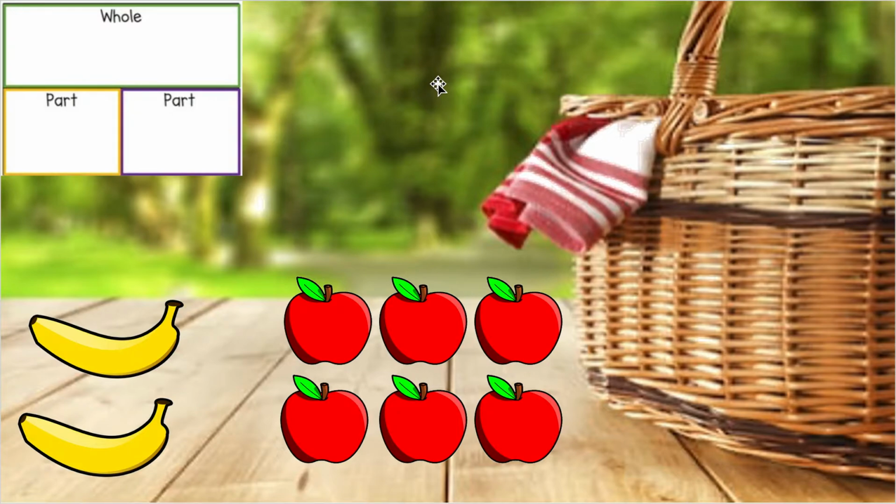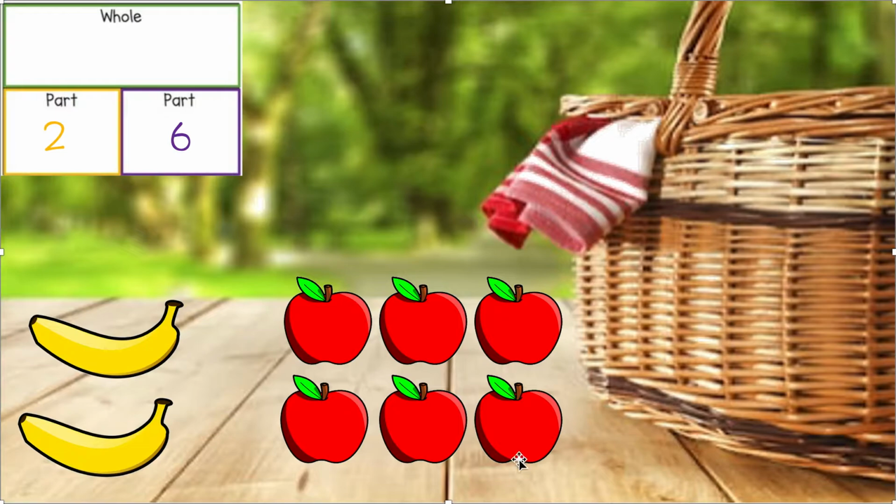Here I have a whole picnic. My picnic is made out of 2 parts, bananas and apples. To figure out how much food is in my whole picnic, first I have to count the parts. I have 1, 2 bananas as one part, and I have 1, 2, 3, 4, 5, 6 apples as another part. So I have 2 parts bananas and 6 parts apples in my picnic.